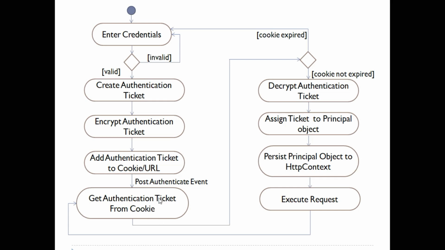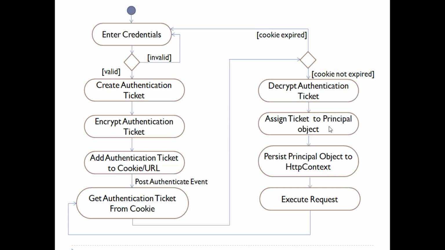Suppose the cookie does not exist; in that case we again allow the user to enter the credential. But if it exists, then we decrypt its content. Why? Because we have encrypted it. So to get proper data we have to decrypt it, and only then can we use that data. After decryption I have to assign that ticket to my principal object. Actually there is a ready-made principal object, but since we want to store more details of our user, we have to create our custom principal class.